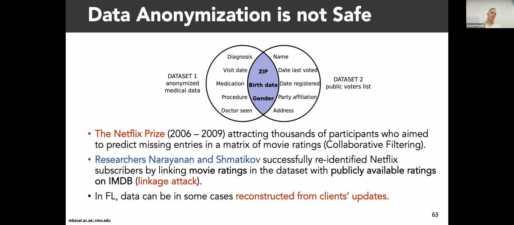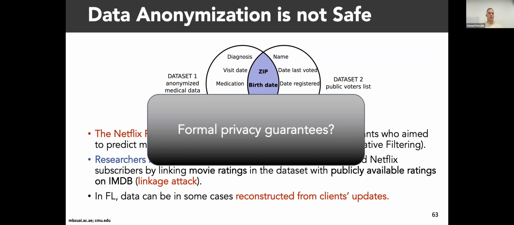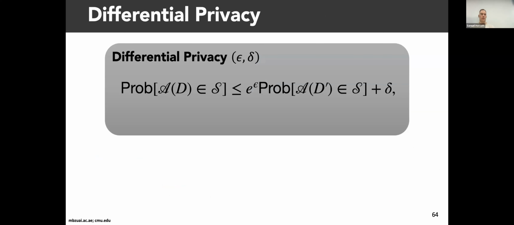We have the same problem with federated learning, that data can in some cases be reconstructed from client updates. So how do we overcome this? We actually have to provide some formal guarantees of privacy. And this is where differential privacy comes into play.